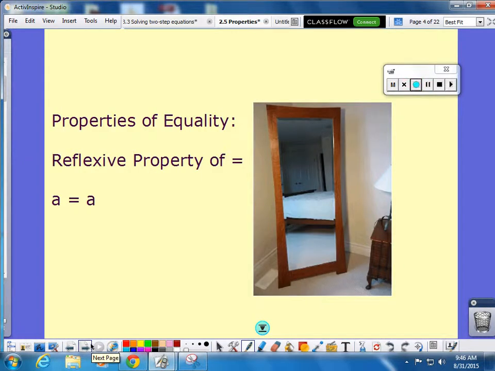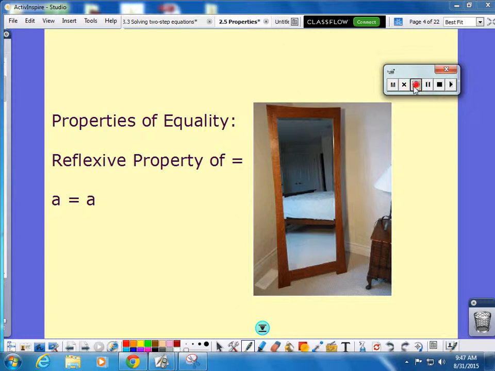All right, now let's talk about properties of equality. There are 4 of them. Let's you copy that down. All right, so when you look in the mirror, whatever's here is there. It's a reflection. It's the same thing, okay? So I think of that when I think of the reflexive property.